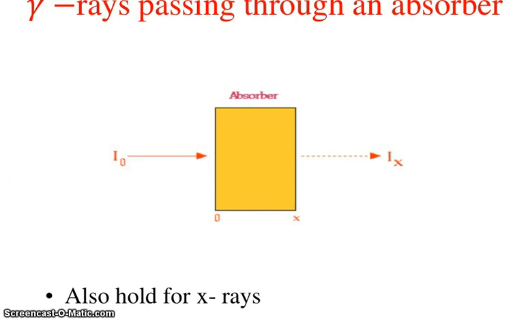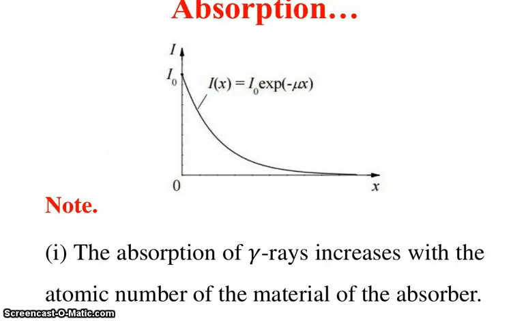You can see gamma rays passing through an absorber. This is the absorption. The absorption of gamma rays increases with the atomic number of the material of the absorber.